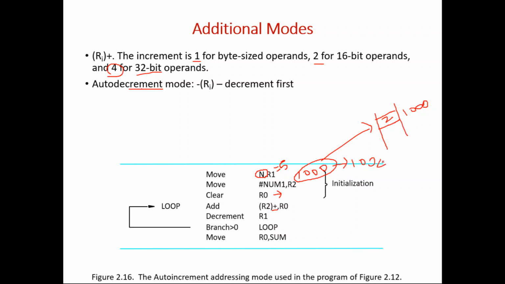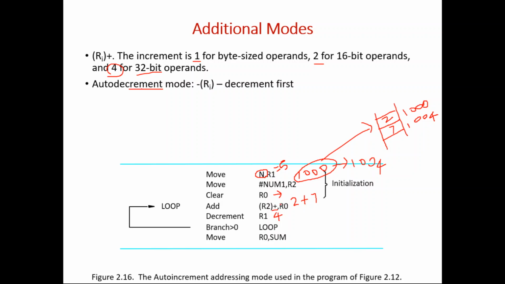Next is decrement R1, so now R1 will become 4. Again we check branch greater than 0. Yes, the previous arithmetic operation resulted in a value greater than 0, so we loop. Again add R2 with R0. What is R2 now? 1004. What is in location 1004? Each word occupies 4 bytes, and 1004 contains 7. So now 7 will be added with 2 and stored in R0.